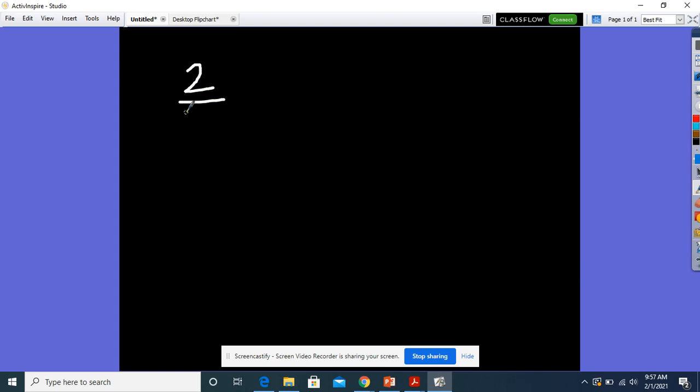So if I have 2/3 times, let's say 15. This is the same as if you got a word problem and it asks you, what is 2/3 of 15? All you're going to do is do 2/3 times 15. So my first step is to make this 15 a fraction by putting it over 1. And then I can just multiply straight across. 2 times 15 gives me 30. And then 3 times 1 gives me 3.